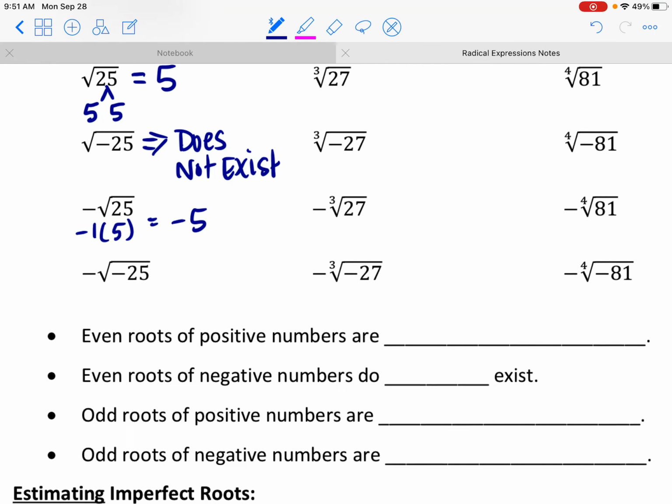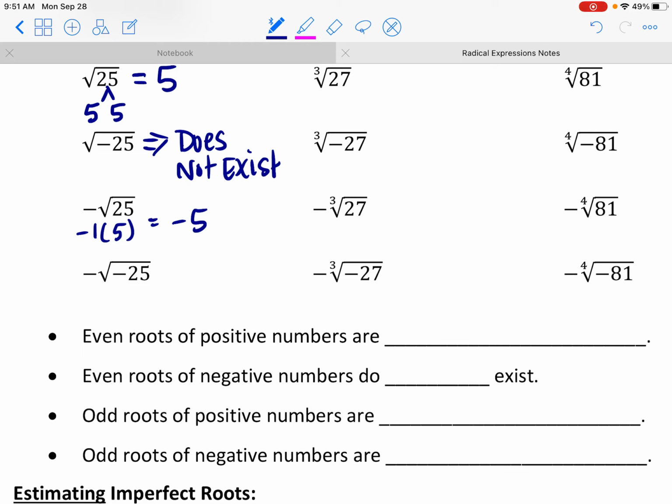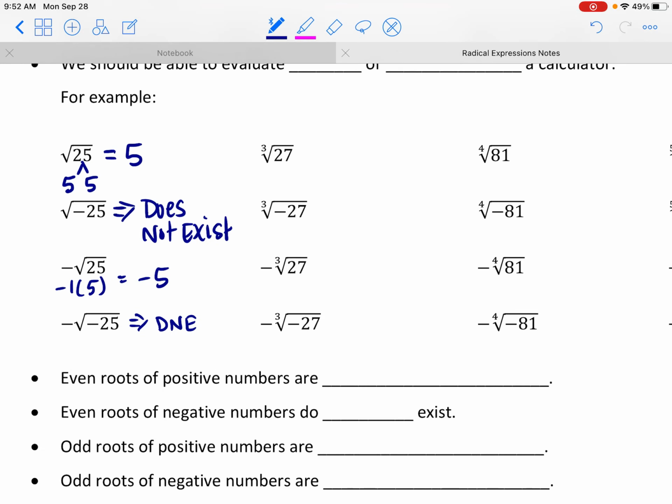And then on the next one here, the double negatives, sometimes we see those and want to make that a positive. But this is saying, take the square root of negative 25 and multiply what you get by a negative 1. Well, I can't multiply something that does not exist by a negative 1. So this still does not exist. And we are going to abbreviate that to DNE, so we don't have to keep writing out those words.